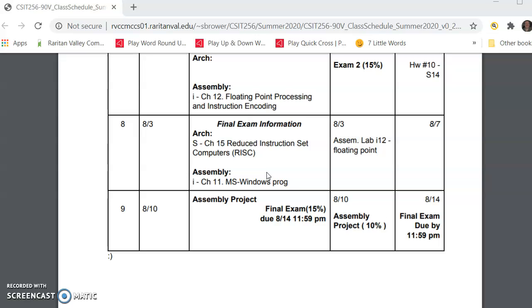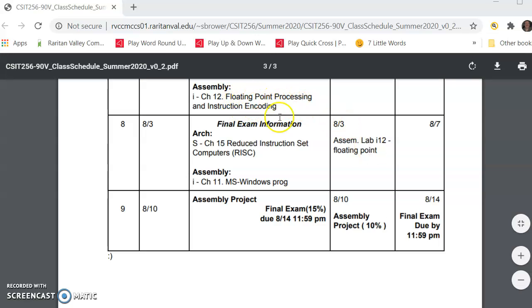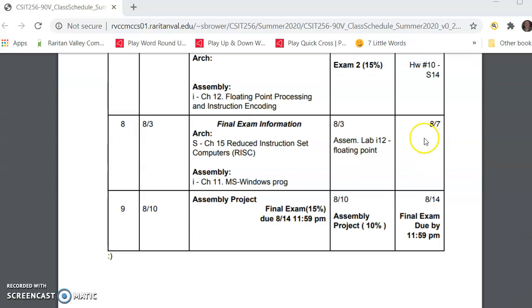From an assignment point of view, the assembly lab for the week is the lab on floating point that was based on Irvine chapter 12 from the prior week. And if you look at this Friday and say there's nothing there, good, there's nothing there. It's what's coming up ahead. And that one thing is the assembly project.